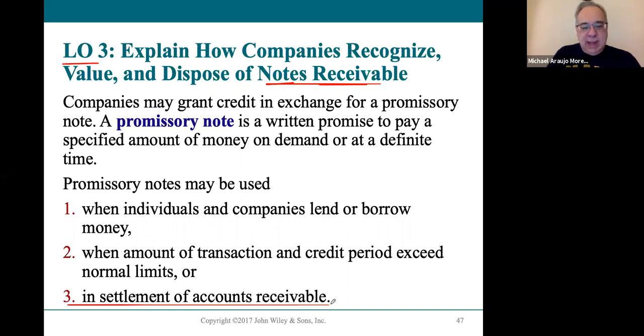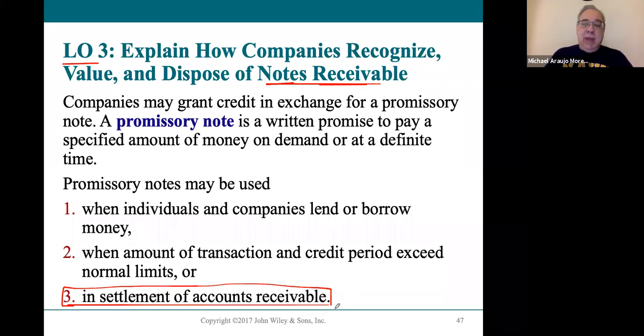Oftentimes they are to settle an accounts receivable. So remember, accounts receivable are due within 30 days. In most industries, 30 days is usually the typical window. But some businesses might need a longer period of time to pay.